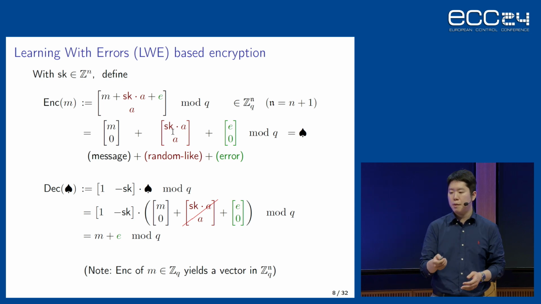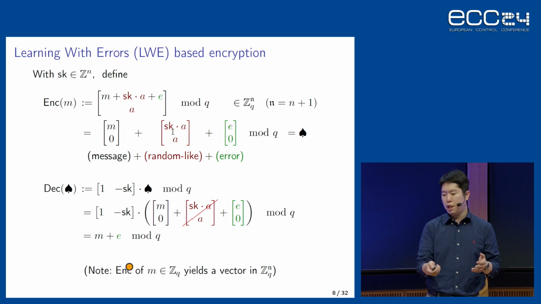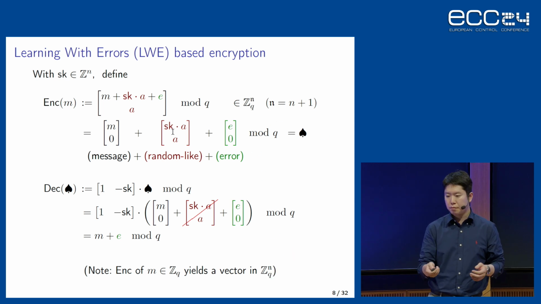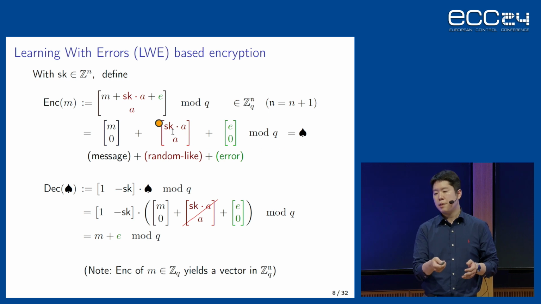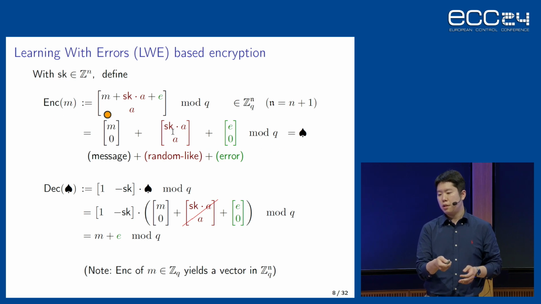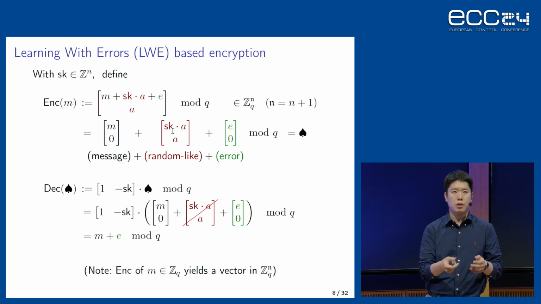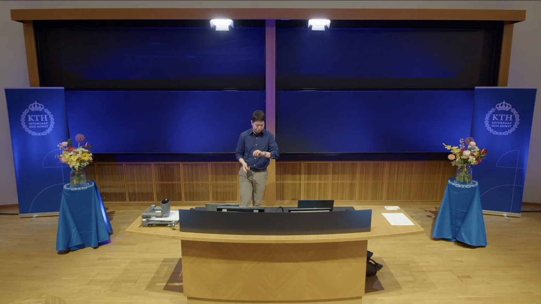Here, you can remember that once you encrypt a scalar number, you will obtain a vector whose dimension is n plus 1. This is because when you encrypt this number, the resulting vector was in this form, where the first component contained the message part, and the other part is the random vector part, whose dimension is n.